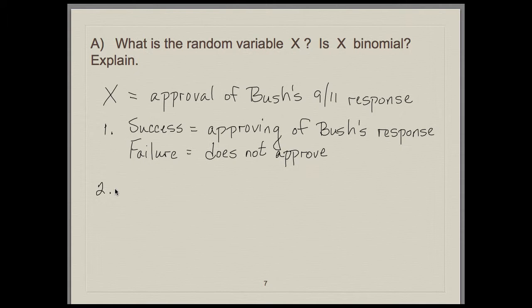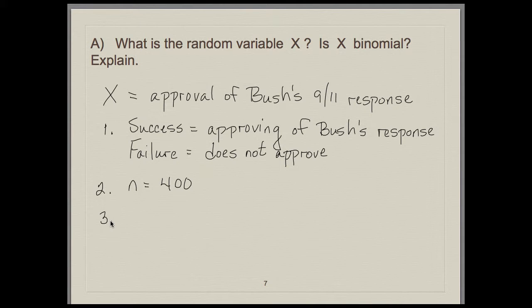The second criteria is that there needs to be a fixed number of observations or trials. Now in this case, there was a fixed number of people that were asked the question. That was how many people were polled. So in this case, our fixed number is that n equals 400.